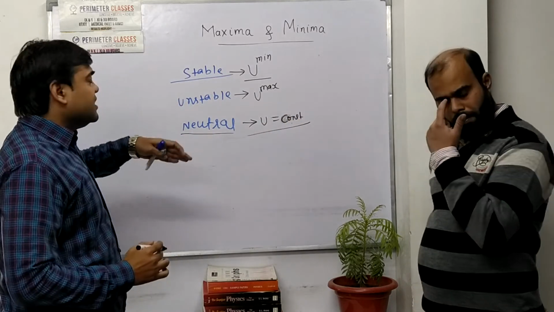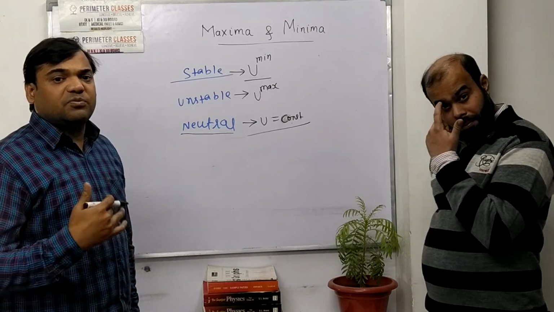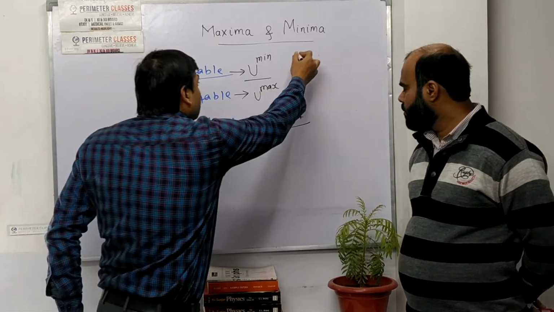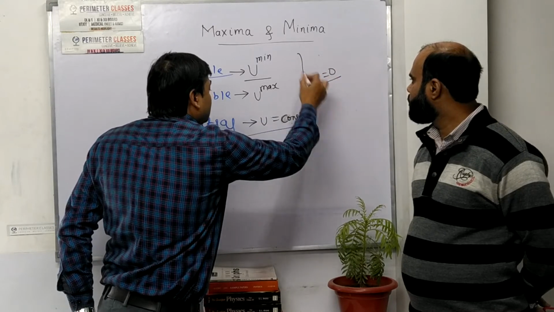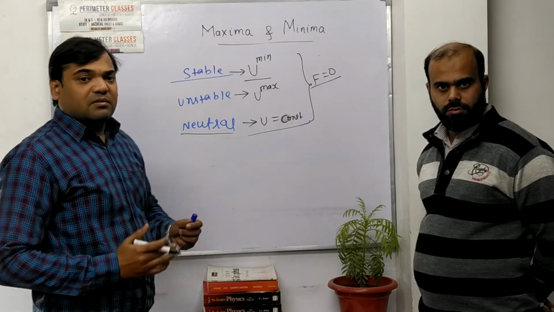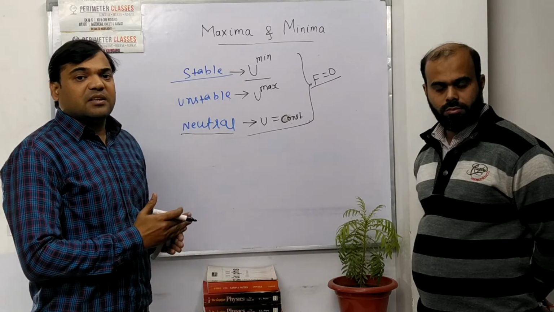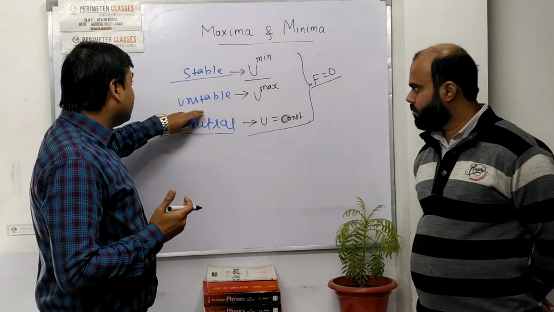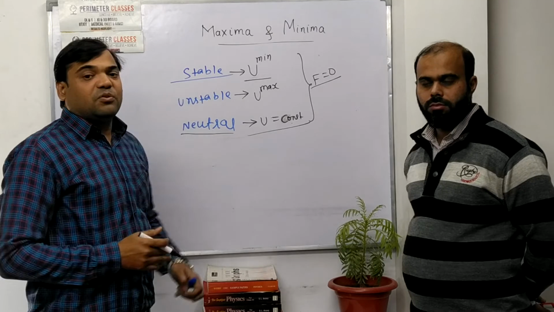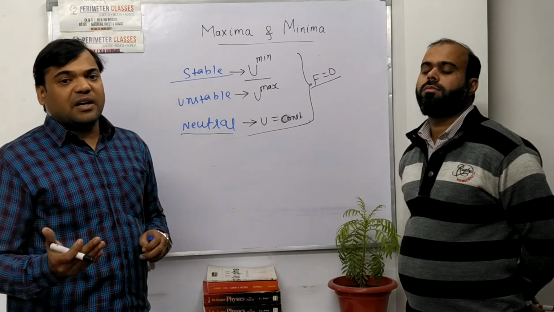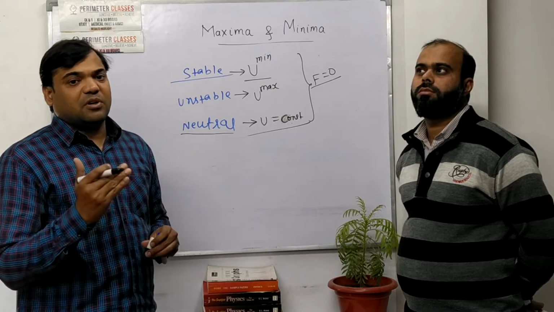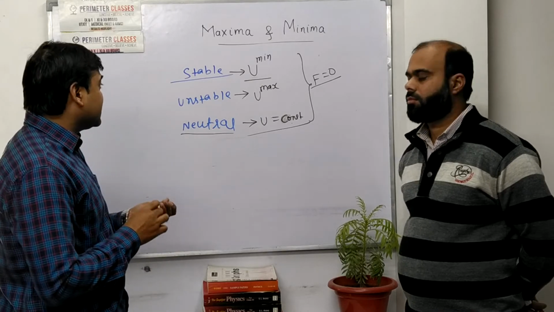So these three things can also be discussed in terms of force as well. In all the three cases, the value of force should be equal to 0. Whether the equilibrium is neutral, stable or unstable, the force in each of these cases is 0. The value of energy can be either constant, maximum or minimum, and we are going to discuss this with the help of an example.